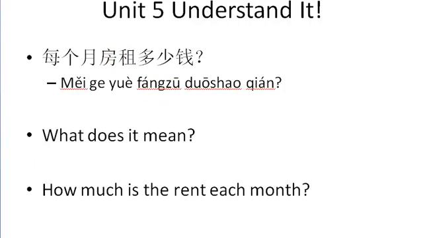How much is the rent each month? We might just ask how much is the rent, but this included 每个月, so I put each month here.